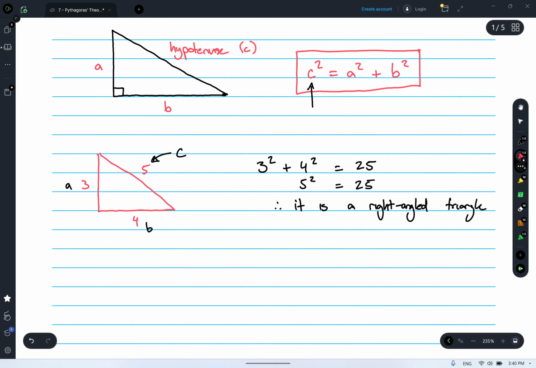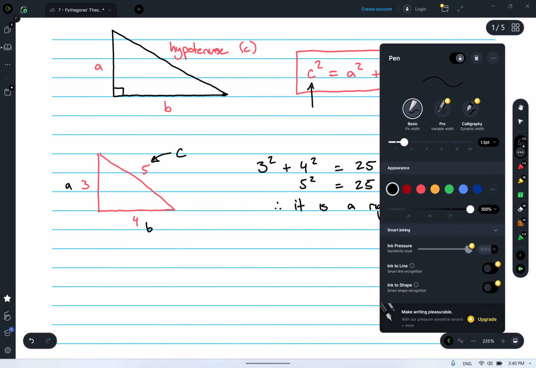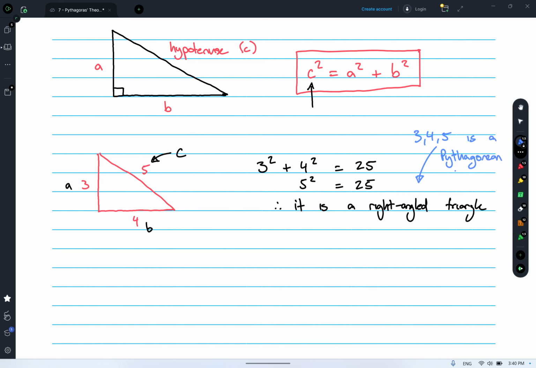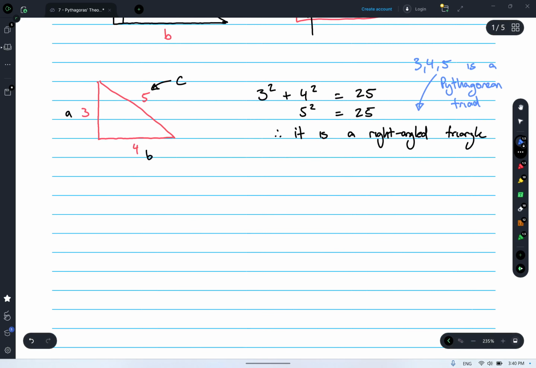We actually have a special name for a group of 3 numbers where it works. We can say that the group 3, 4, 5 is a Pythagorean triad. So if we have 3 numbers that work in Pythagoras' theorem, we call it a Pythagorean triad.